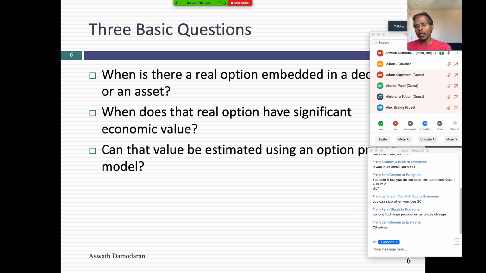I don't like that. So I'm going to give you 3 questions that I think need to be asked and answered anytime somebody talks about real options. First is, we need to talk about when there's an option in this decision. When should we even be talking about option pricing? The paper that I have on this topic that I wrote about 20 years ago, I'll give you the title of the paper.